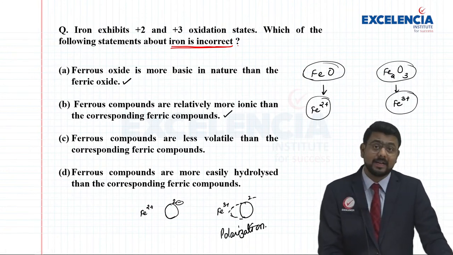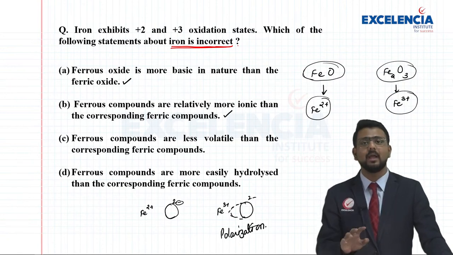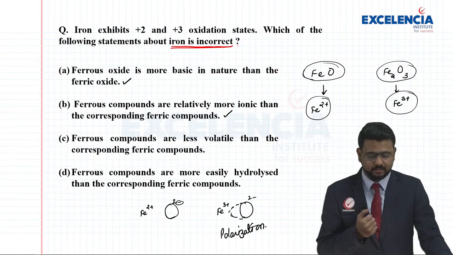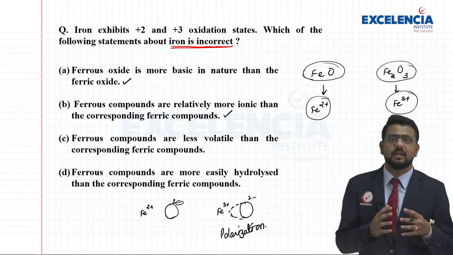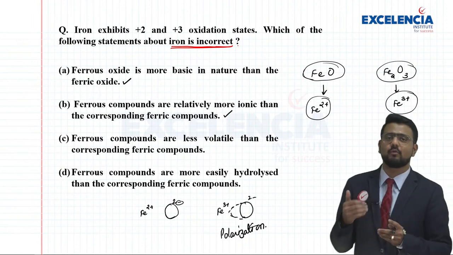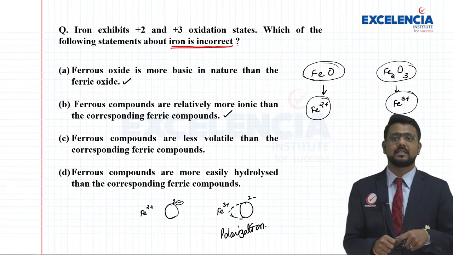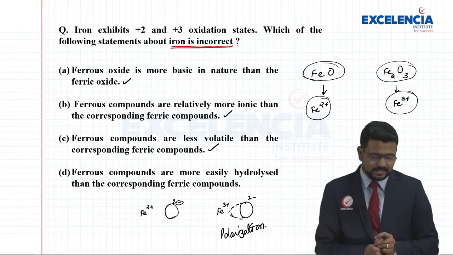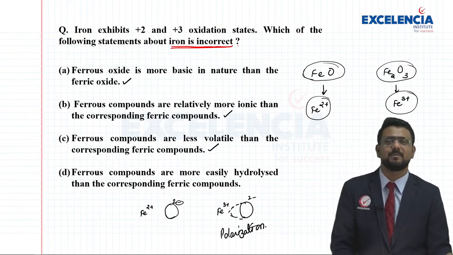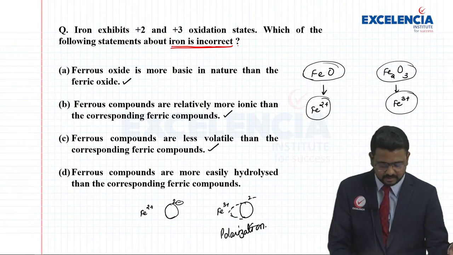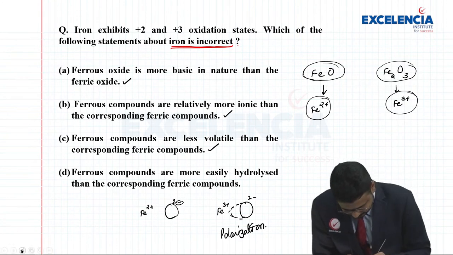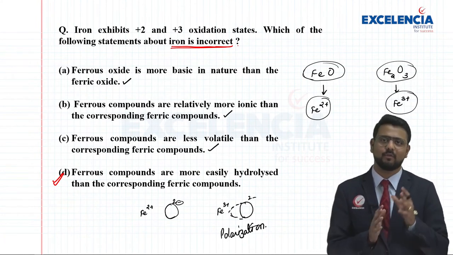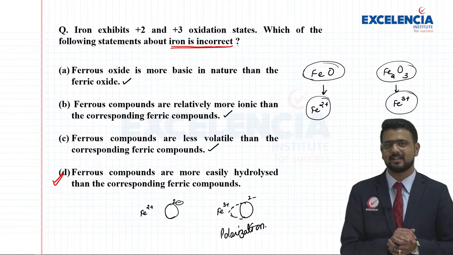Next, ferrous compounds are less volatile than the corresponding ferric compounds. That is also true. Why? Because if ferrous compounds like FeO show higher ionic character, then they have stronger intermolecular interactions, in terms of electrostatic force of attraction, and hence they will be less volatile. So definitely this option is also correct, right? And finally, ferrous compounds are more easily hydrolyzed than the corresponding ferric compounds. This statement is not correct. In fact, ferrous compounds are less readily hydrolyzed, and that's the reason option D is the correct answer. I hope you got the logical understanding of all these options and how we identify option D as the correct answer here.